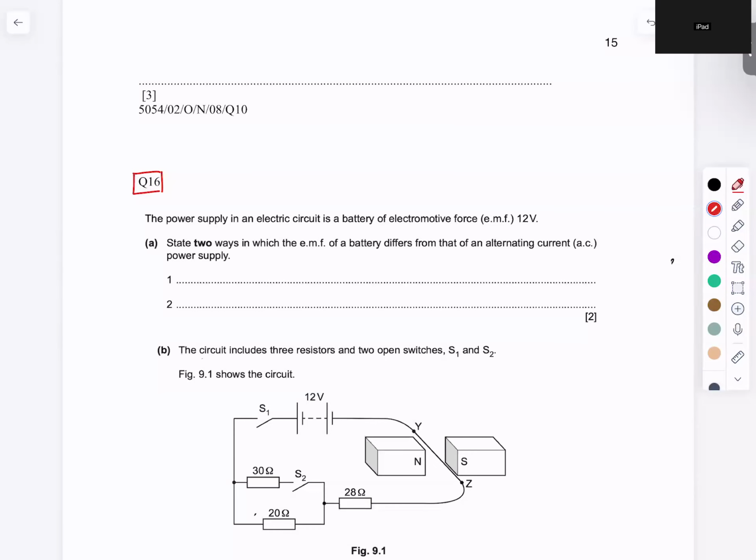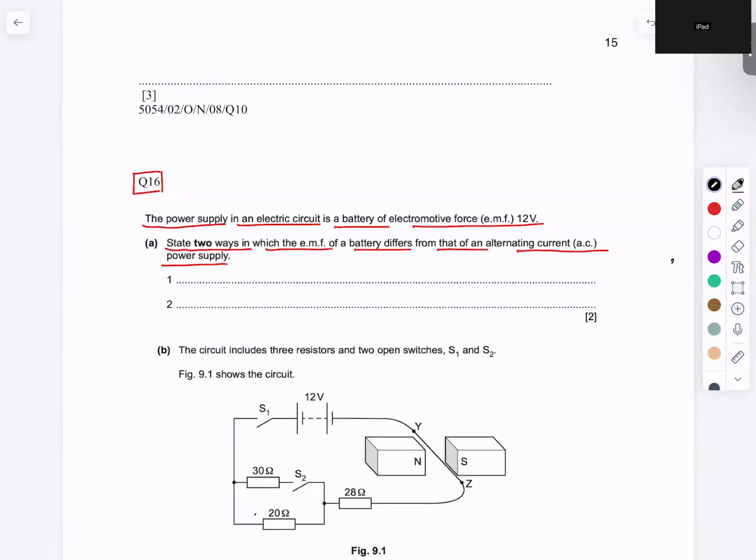Okay, question number 16. The power supply in an electric circuit is a battery of electromotive force 12 volt. State two ways in which the EMF of the battery differs from that of an alternating current power supply.